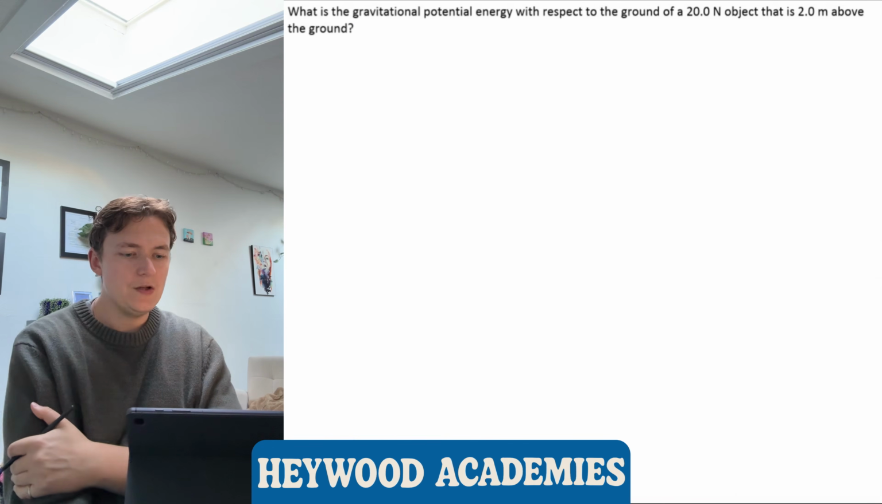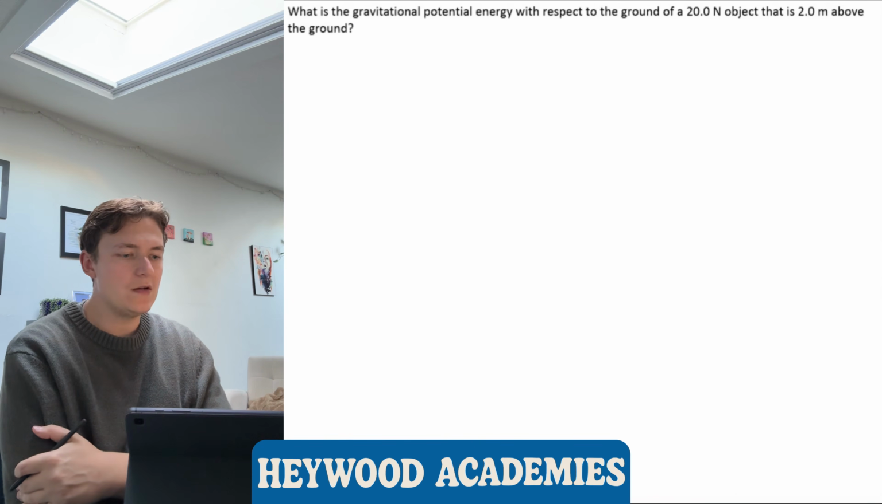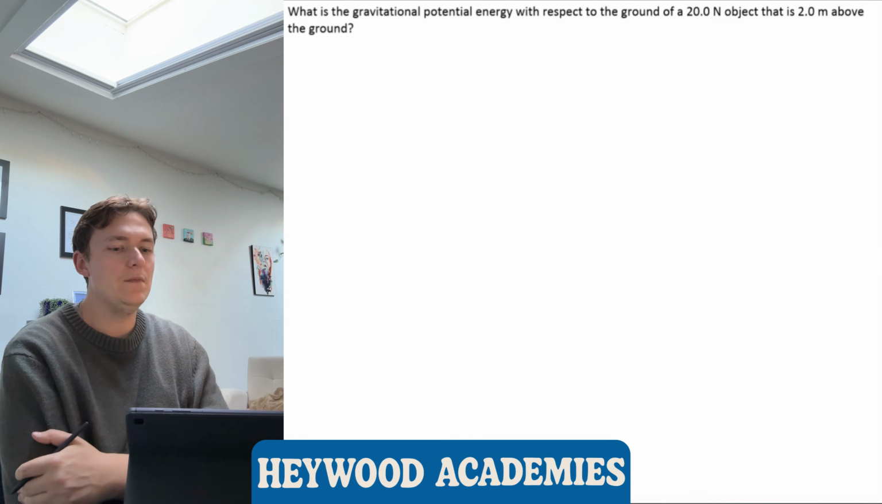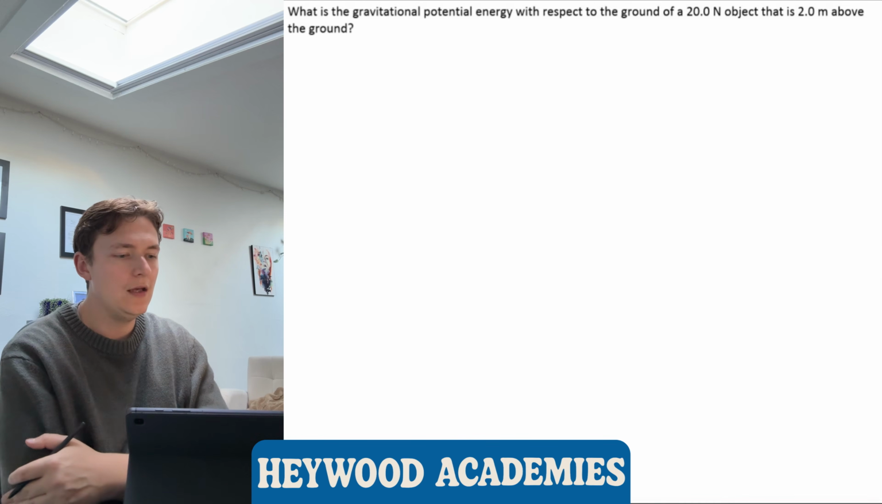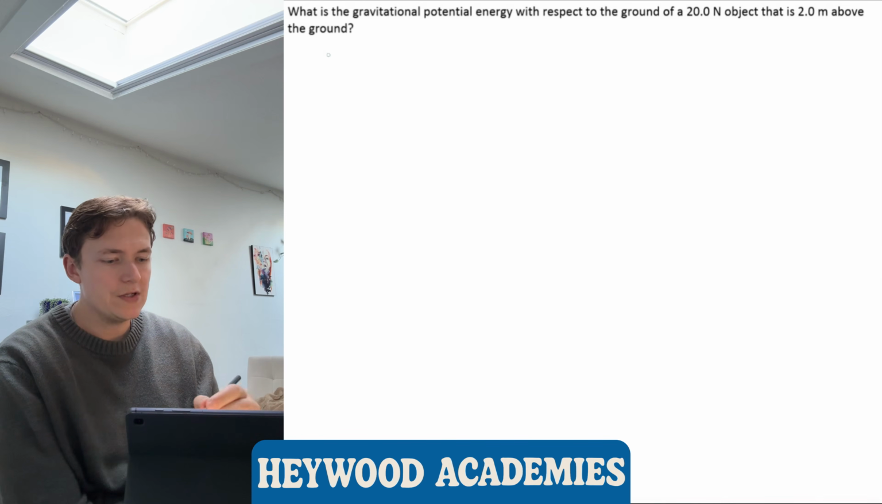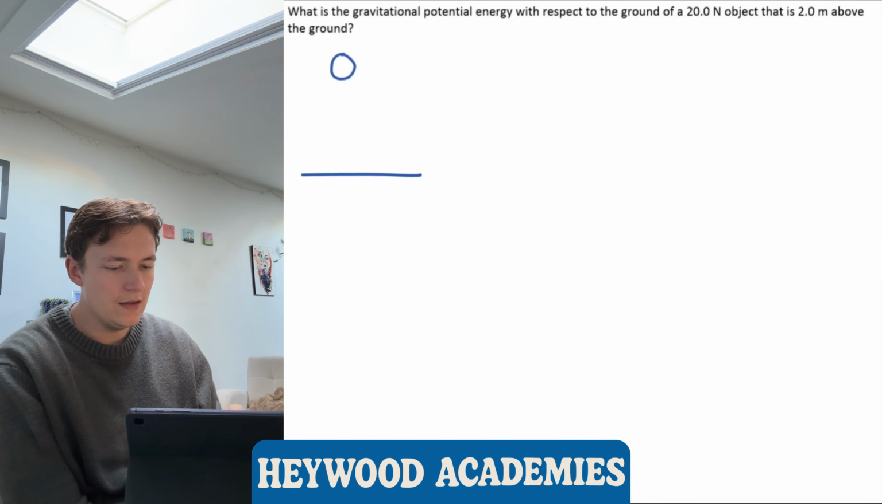What is the gravitational potential energy with respect to the ground of a 20 Newton object that is 2 meters above the ground? Okay, so let's draw a little picture. We've got an object up here, and our ground is down here. So that's our 2 meters from here to here. And our ground is our reference, so this is where we're taking our measurements from for the height of the ball.